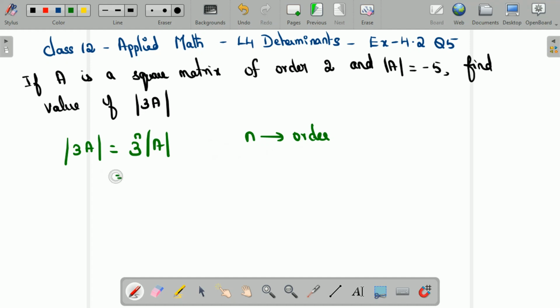So in this case, you have a 2 cross 2 matrix. So this is 3 squared into determinant of A. So 3 squared is 9. They gave the determinant of A's value as minus 5. So 9 into minus 5. So the value of this particular determinant is minus 45.